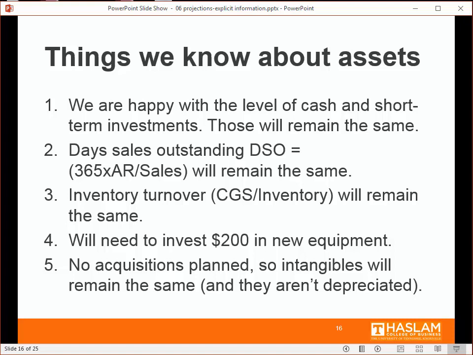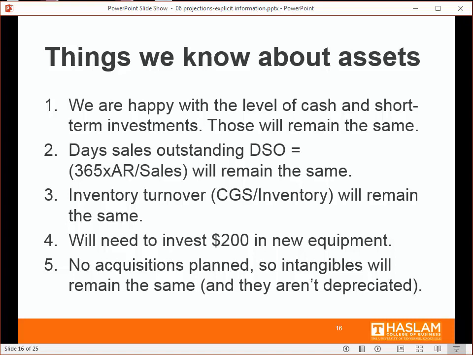Now, when we talk about what we know about assets, well, we've got to make some assumptions. We're happy with the level of cash and the level of short-term investments, and so we'll assume for now that those will remain the same. As far as accounts receivable, we'll assume that days sales outstanding remains the same, which means that we're going to have the same collection policy that we had before, days sales outstanding being 365 times accounts receivable divided by sales. Inventory turnover, we're going to assume that those will roll over at about the same rate, so we'll leave inventory turnover the same. We think that we're going to need to invest $200 in new equipment, and we're not planning any other acquisitions, and so intangibles will remain the same.